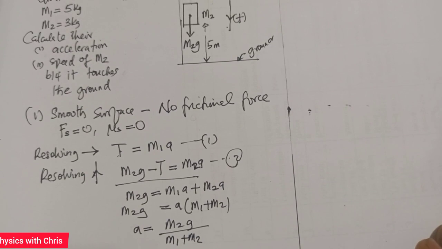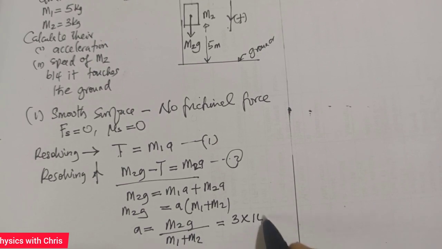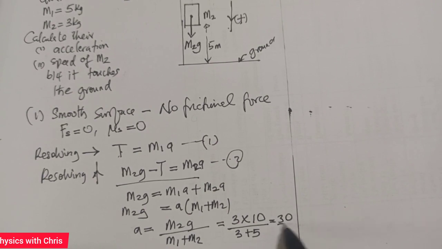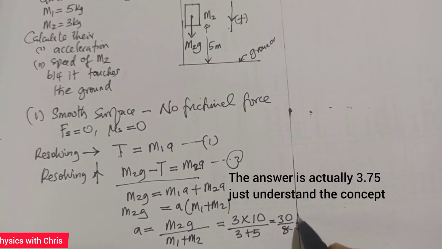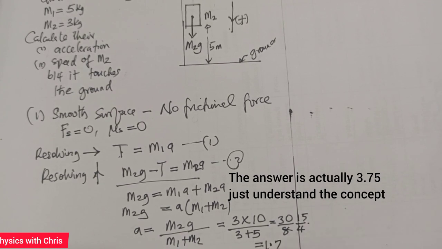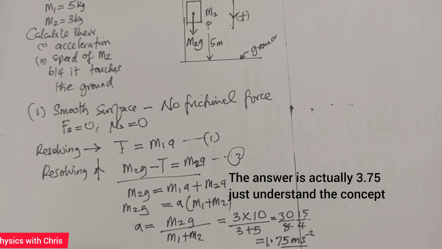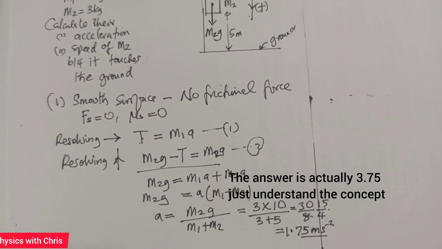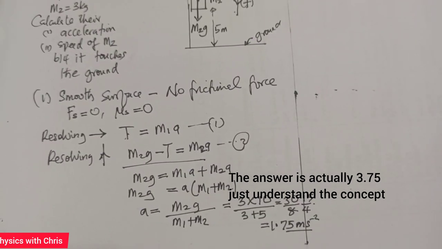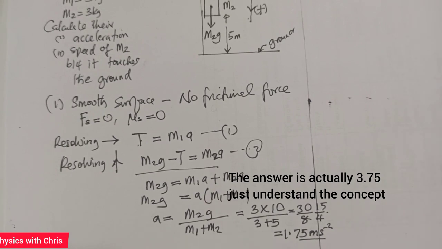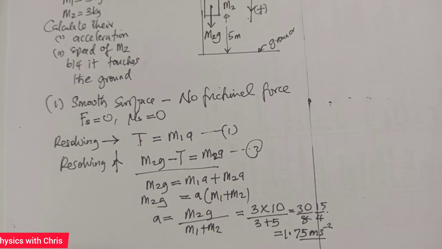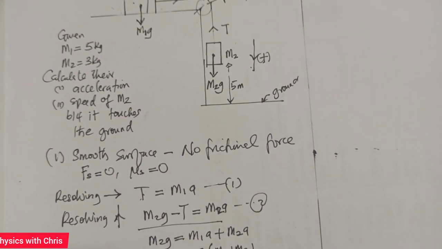Given that M1 is 5 kg and M2 is 3 kg, what do we have? We have 3 times 10, taking g as 10, over 3 plus 5. That gives 30 over 8, which is 15 over 4, giving 3.75 meters per second squared. So this gives the acceleration of the masses, and that's their common acceleration. They both move with a constant acceleration, whether it's M1, which moves horizontally along the table surface, or M2, which moves vertically downwards. They both accelerate at the same rate.